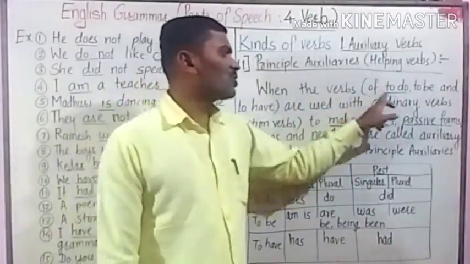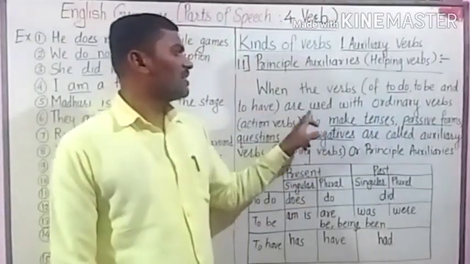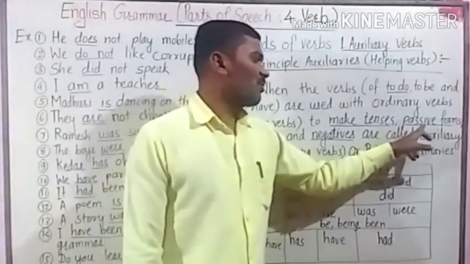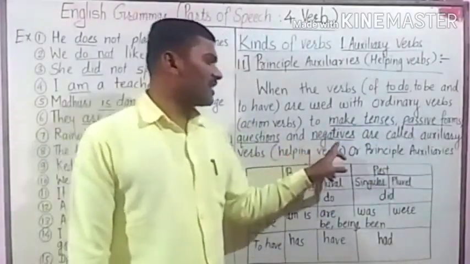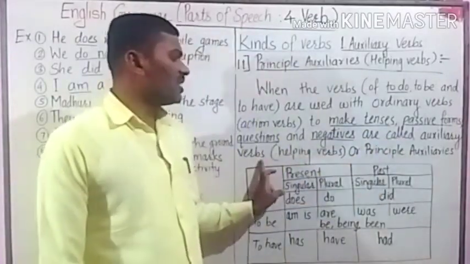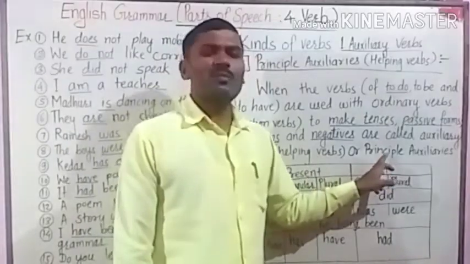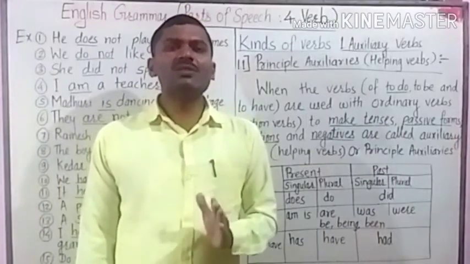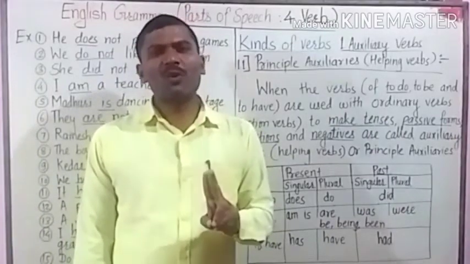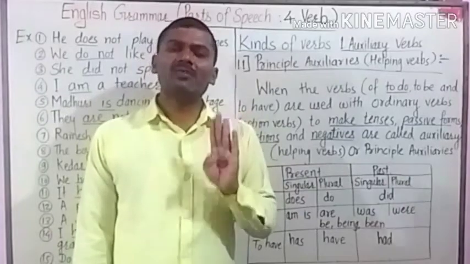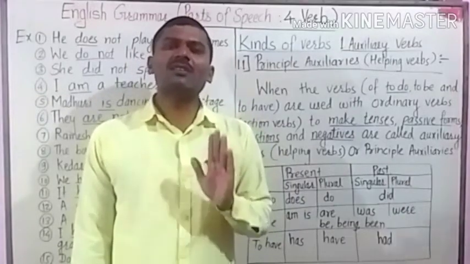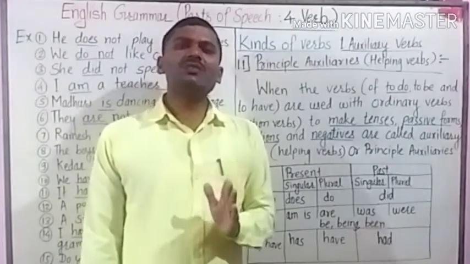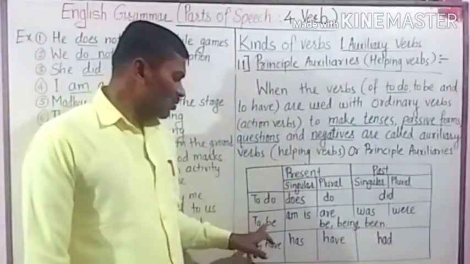When the verbs to do, to be and to have are used with ordinary verbs, action words, to make tenses, passive forms, questions and negatives, they are called auxiliary verbs or helping verbs or principal auxiliaries. When the auxiliaries are used to form the tenses, passive form, negative sentences and question sentences, these words are called principal auxiliaries or helping verbs. These verbs are to do, to be, to have.